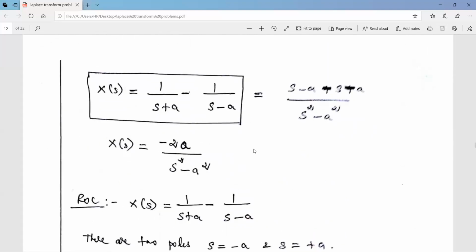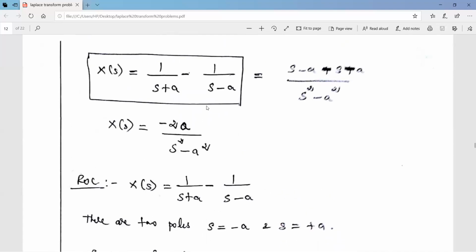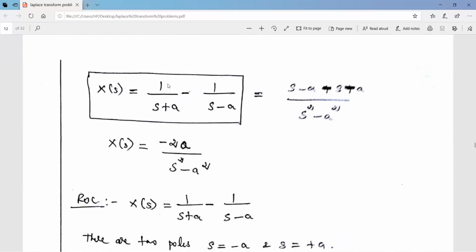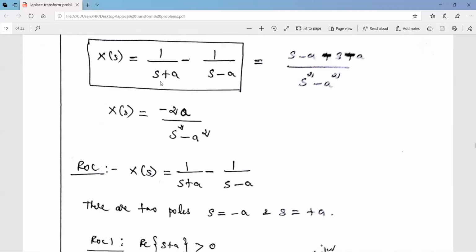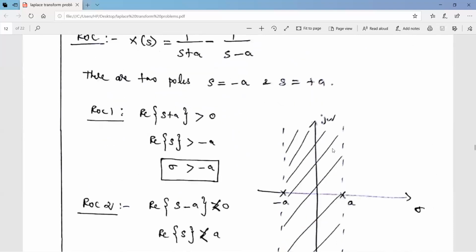In the question, they are asking to find the associated ROC also. Okay, so when we want to find out the ROC, the X of s, you see this one. X of s has 1 by s plus a minus 1 by s minus a. But here, according to the first term, there are two poles. What is the first pole? s equal to minus a. According to this one, s is equal to plus a. Okay, there are two poles. So we have to mark the poles.